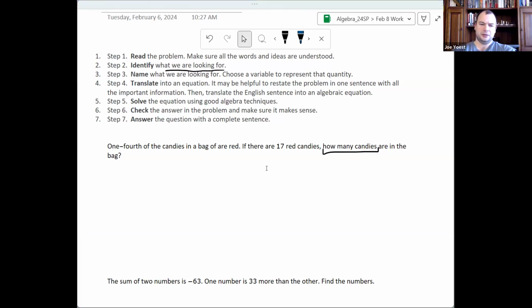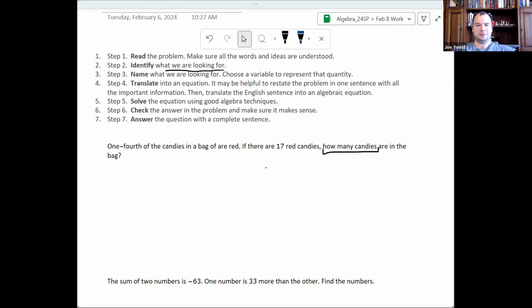Okay, so let's go through the steps. Again, if you didn't quite make it through, that's not a big deal. If you made it through and started on the next one, great. But don't worry if you didn't make it all the way through.